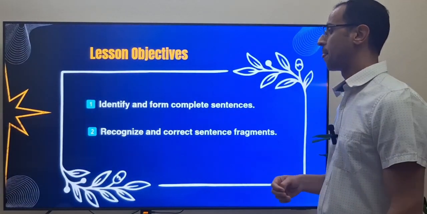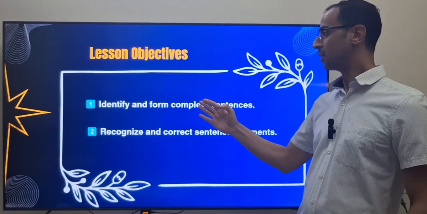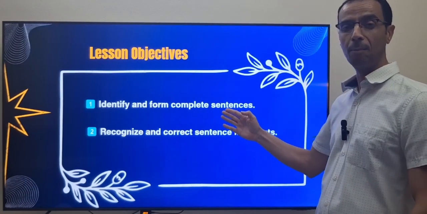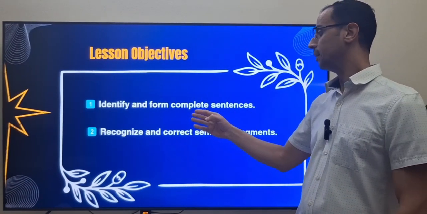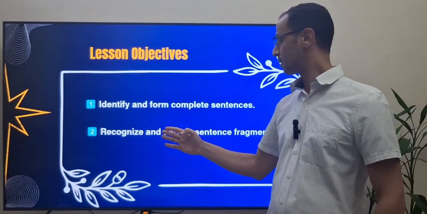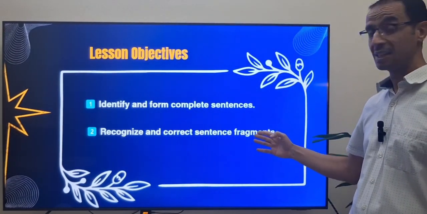Lesson objectives. First of all, we need to identify and form complete sentences. And we need to recognize and correct sentence fragments.